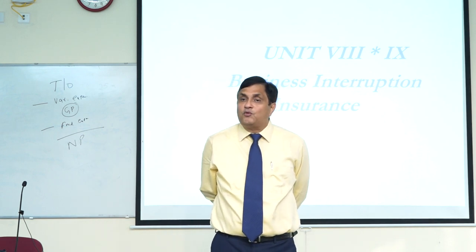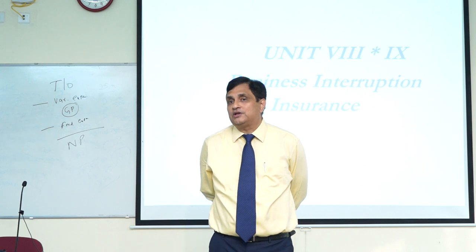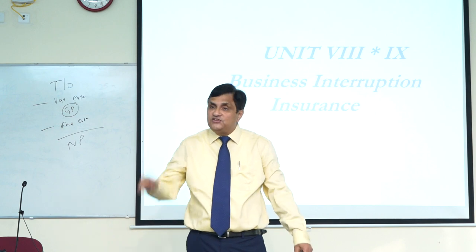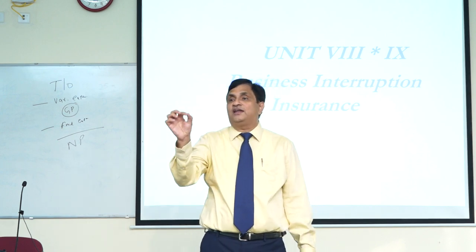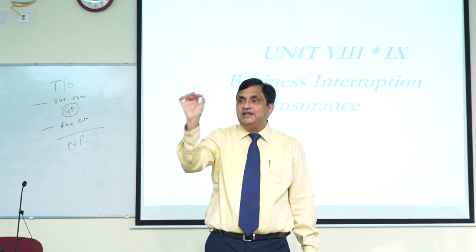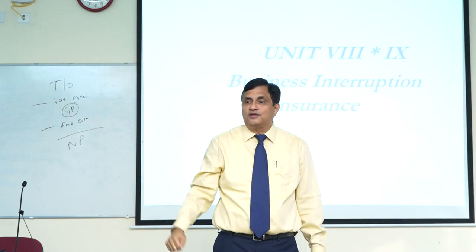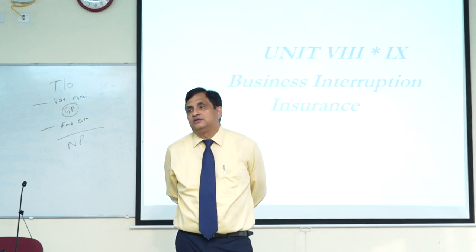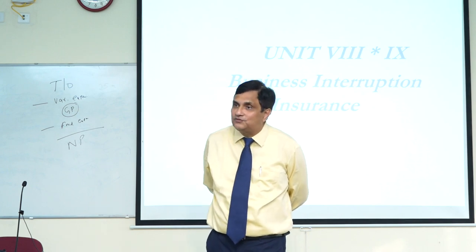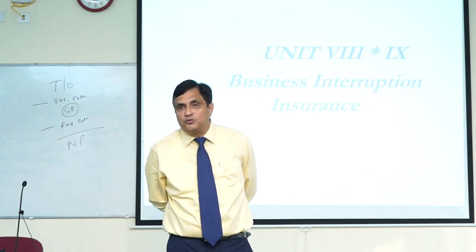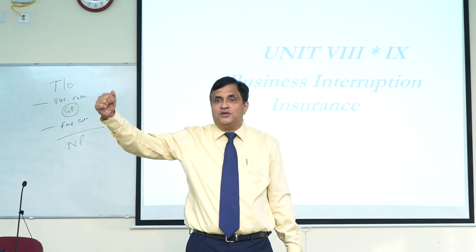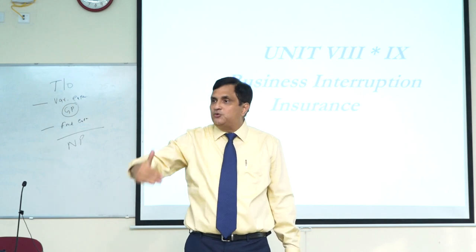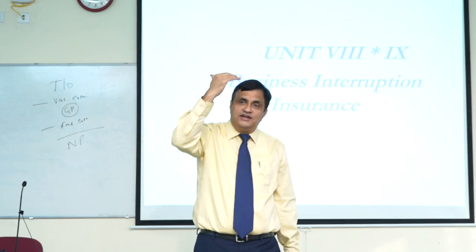So what are we covering? We are covering gross profit. Gross profit is net profit plus fixed expenses. Fixed expenses in insurance parlance are called standing charges. Standing charges means fixed expenses. So it is net profit plus standing charges, or turnover minus variable expense. In both ways, you can get the gross profit. When you do turnover minus variable expense, it is called the difference method because you are subtracting. When you do net profit plus standing charges, it is called the addition method.